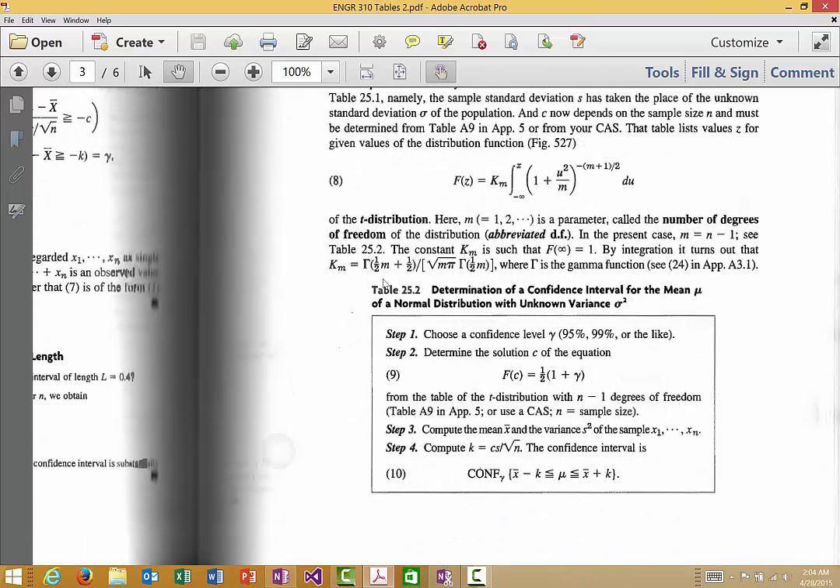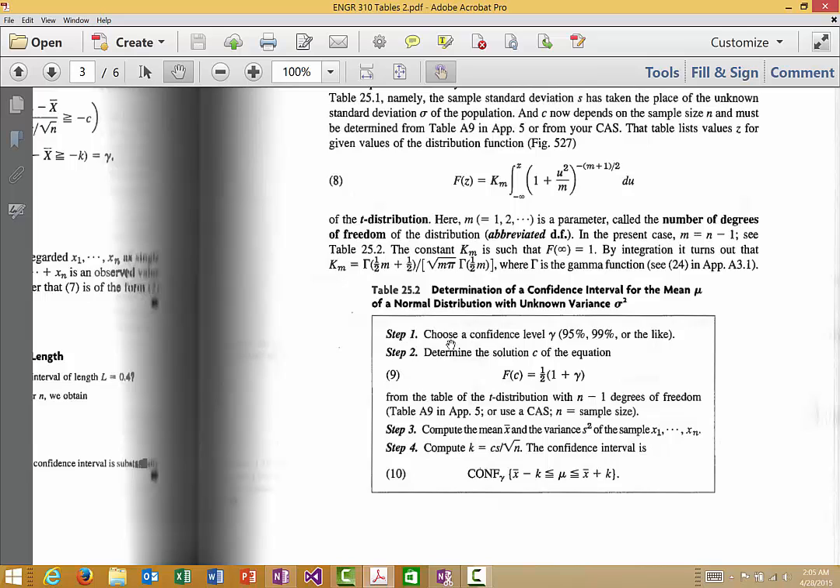In making this copy, I apparently cut off the page number, so let me look for a moment and I can find the page number for you for this table 25.2. That is on page 1071 in your book. And as the words here indicate, determination of the confidence interval for the mean of a normal distribution with unknown variance sigma squared. So we have a different procedure for this kind of problem, and let's see how this goes.